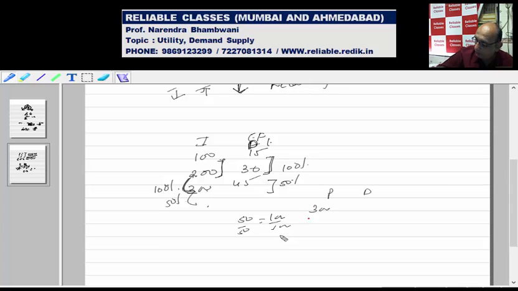Price and demand 300, 400. What was the demand first? 30,000 and now 20,000. So here it is change in price is 100 divided by 350 midpoint. Here change in demand is 10,000, of course negative, upon what? Upon 25,000. So what will be the answer if you take calculator?